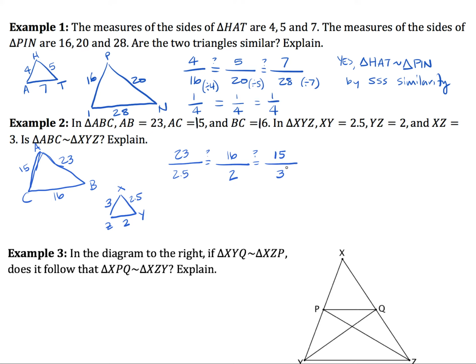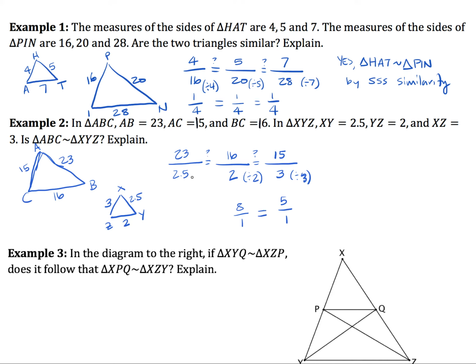I'm going to come down here and start down here, and I'm going to notice that 15 over 3, both of those numbers can be divided by 3. So 15 divided by 3 gives me 5, and 3 divided by 3 gives me 1. So this ratio turned into 5 over 1. Next, over here, 16 and 2 can both be divided by 2. 16 divided by 2 is 8. 2 divided by 2 is 1.